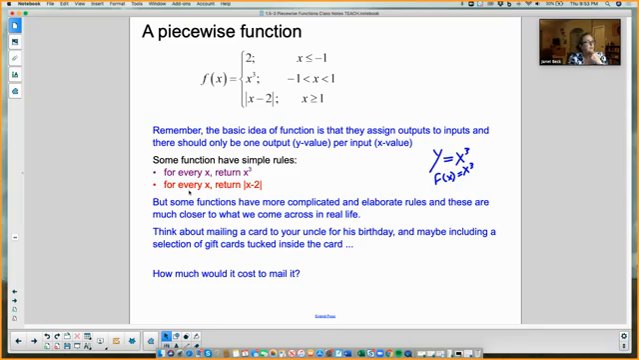Or we could have it that every x returns this. It's still simple. Might not look as simple as that one, but still simple. For every x, return the absolute value of x minus 2. Those are simple functions. But some functions have more complicated and elaborate rules, and these are much closer to what we come across in real life. And I'm going to show you what I mean by that.